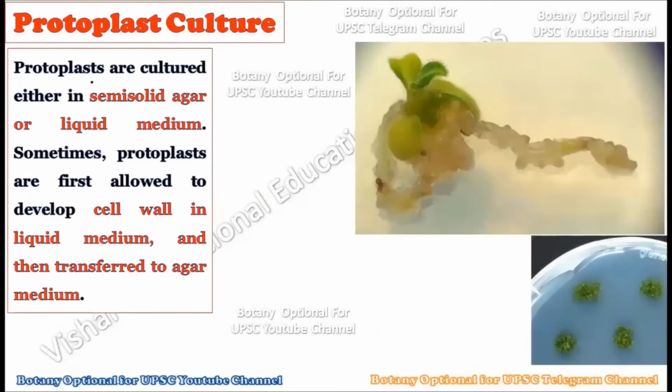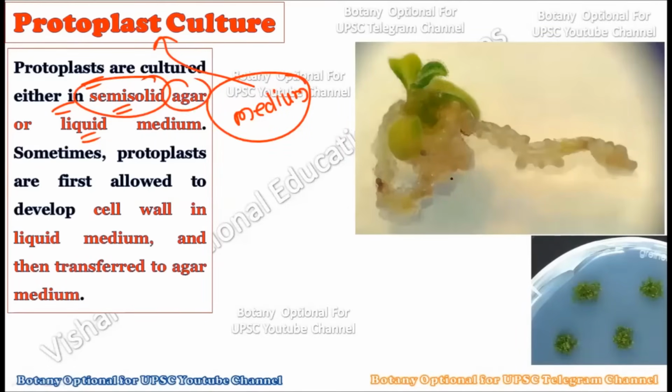Now see, these protoplasts are cultured either on semi-solid or liquid medium. Now which type of medium should we use to culture the protoplast? Now we can use the semi-solid agar medium like this, okay, or we can even use the liquid medium. Both types of mediums can be useful for protoplast culture. Now sometimes what we do, see, protoplasts are first allowed to develop the cell wall in the liquid medium. First we transfer the protoplast to the liquid medium.